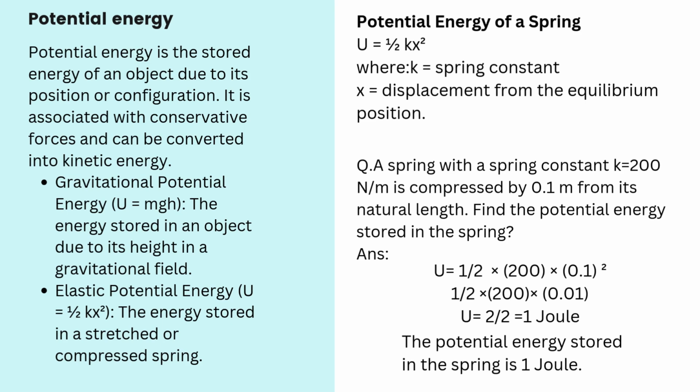The formula for gravitational potential energy is mgh. Elastic potential energy is energy stored when something is stretched or compressed, like a spring or rubber band. The formula for elastic potential energy is half kx squared. Potential energy of a spring is a perfect example of elastic potential energy. You can check out the example to understand how the formula is used.